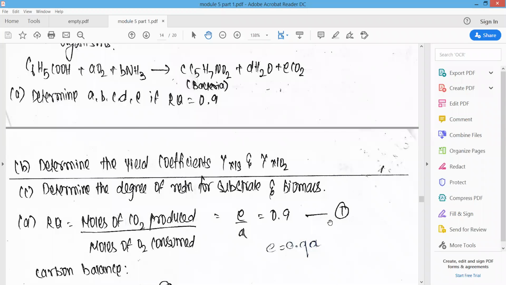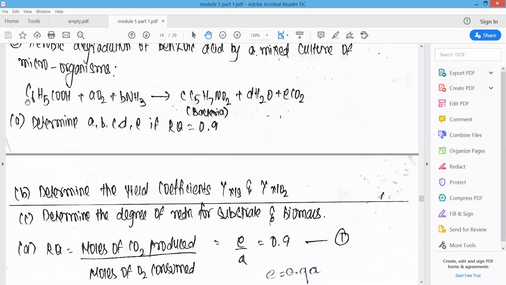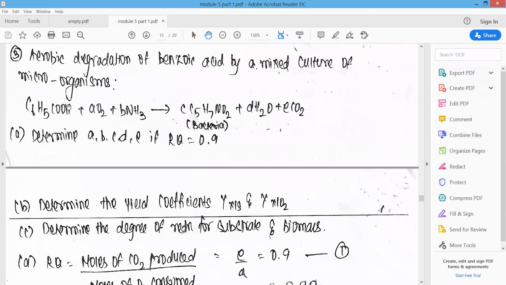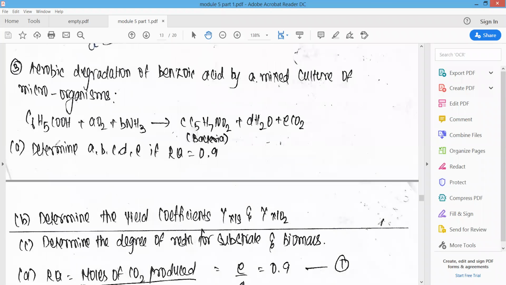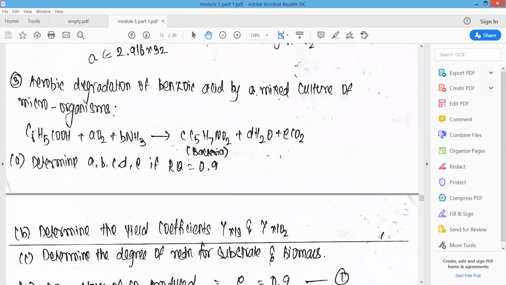Next we have to go for carbon balance. Carbon balance will be 1 into 6 into 12 plus 1, that is 7 into 12, is equal to 5 into C into 12 plus E into 1 into 12. So we have cancelled all the 12, so you will get 7 is equal to 5C plus E. Actually you will get 7 into 1 into 12 here. See here, you have 1, so 7, that is 7 carbons.